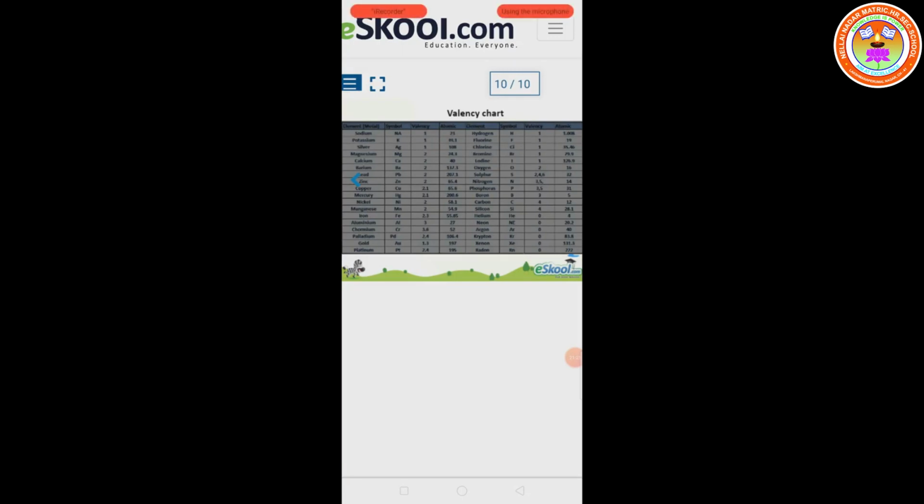So from this table, some elements, symbols and valency. Sodium, symbol Na, valency is 1. Potassium, symbol K, valency is 1. Silver, Ag symbol, valency is 1. Magnesium, Mg, valency 2. Calcium, Ca symbol, valency 2. Barium, Ba, valency 2. Lead, symbol Pb, valency 2. Zinc, symbol Zn, valency 2.